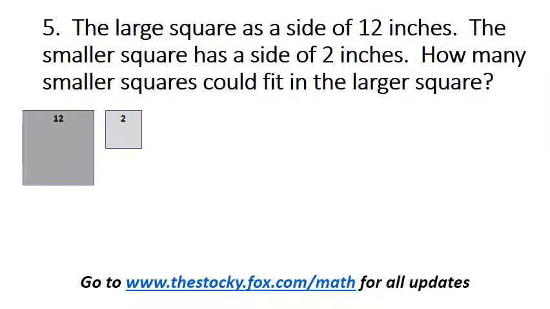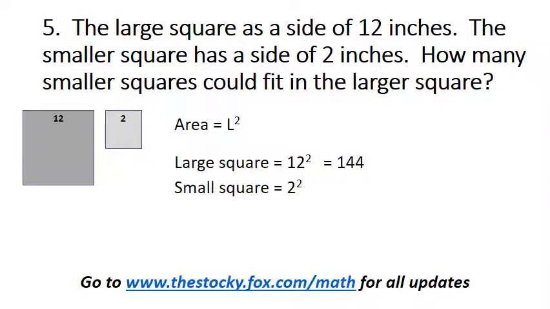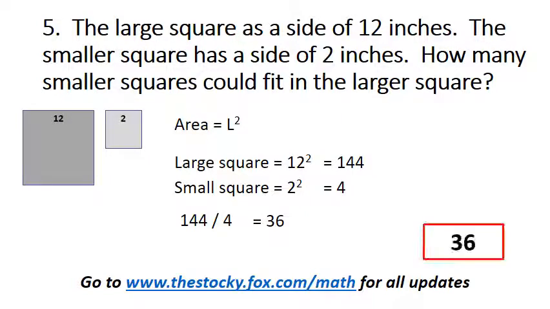Question number 5. The large square has a side of 12 inches and the smaller square has a side of 2 inches. How many small squares could you fit in a large square? So remember, the area of a square is the length squared. The large square has an area of 12 squared, or 144, and the small square has an area of 2 squared, or 4. Then it's a pretty simple division problem. How many squares with an area of 4 can fit in a square with an area of 144? You take 144 divided by 4, and that gives you 36, and that's your answer.